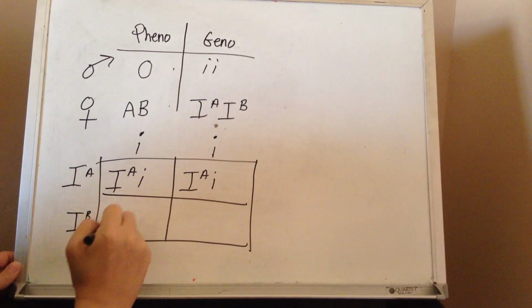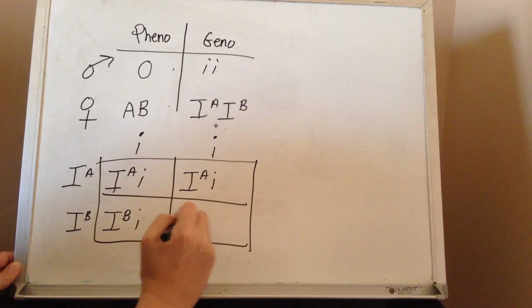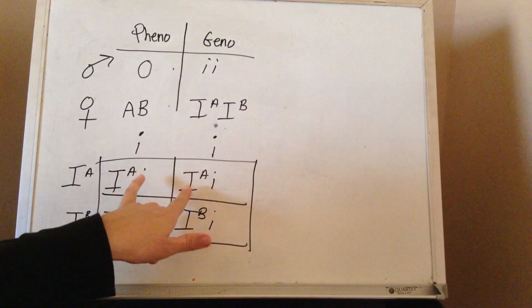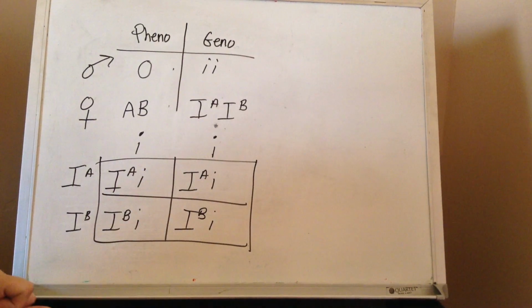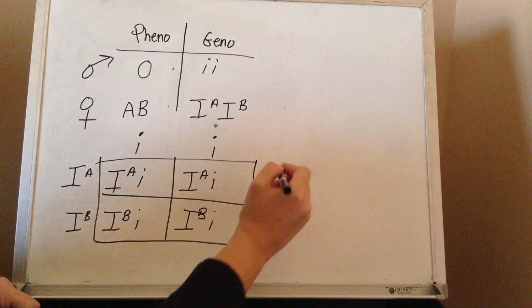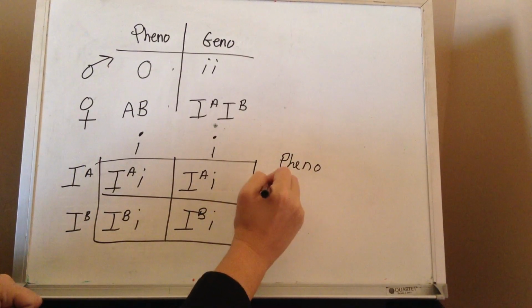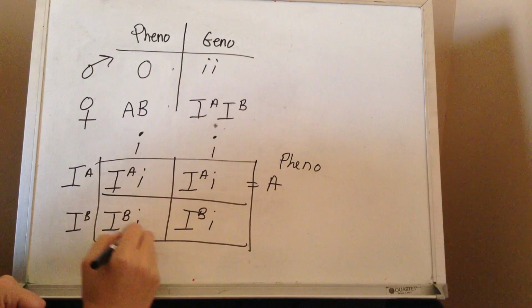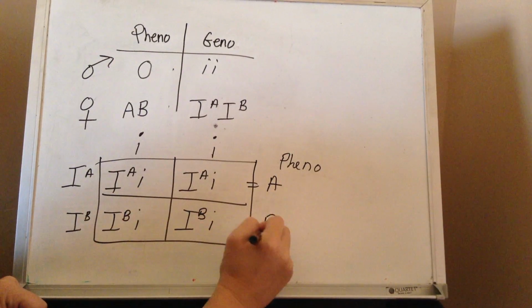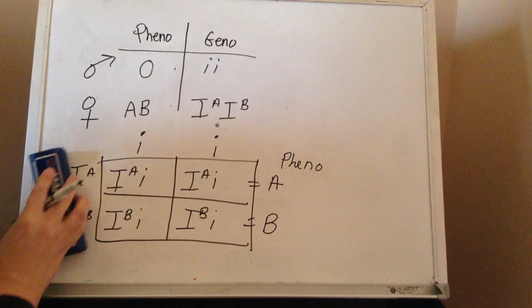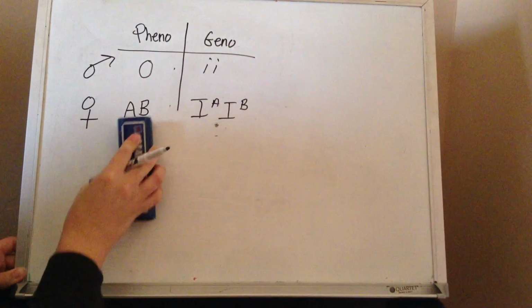What we find when we work the Punnett square for the phenotypic ratio is that 50%, or 2 out of 4, of the offspring will have blood type A. So the phenotype here would be A. The phenotype for IB i will be type B. So 50% of the offspring for this couple will have blood type A, and 50% of the offspring will have blood type B. Next, we will work a dihybrid cross.